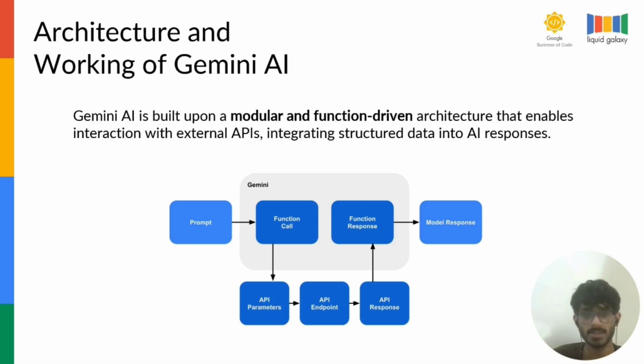First is API parameters, defining the necessary input values for the API request. Second would be the API endpoint, sending the request to the appropriate API servers. Third one would be the API response, receiving relevant data from the external source, which Gemini AI then processes further. So the next step, function response. Once all necessary processes are completed, Gemini AI generates a structured function response. This could be AI-generated text, analyzed data, or information retrieved from an external database.